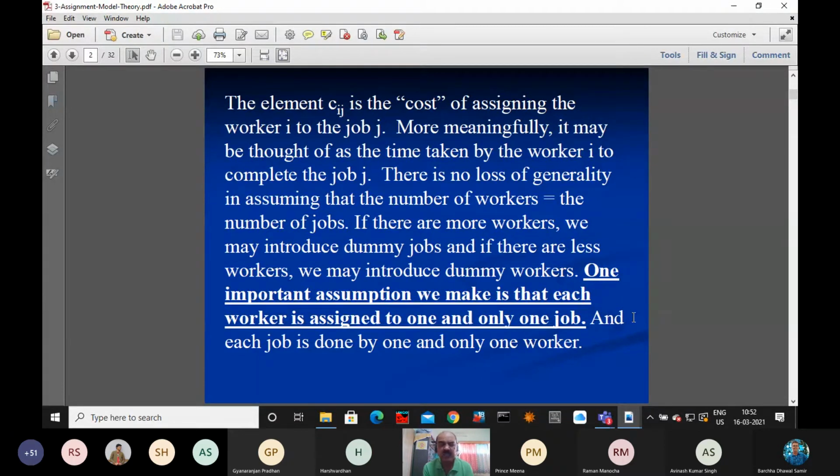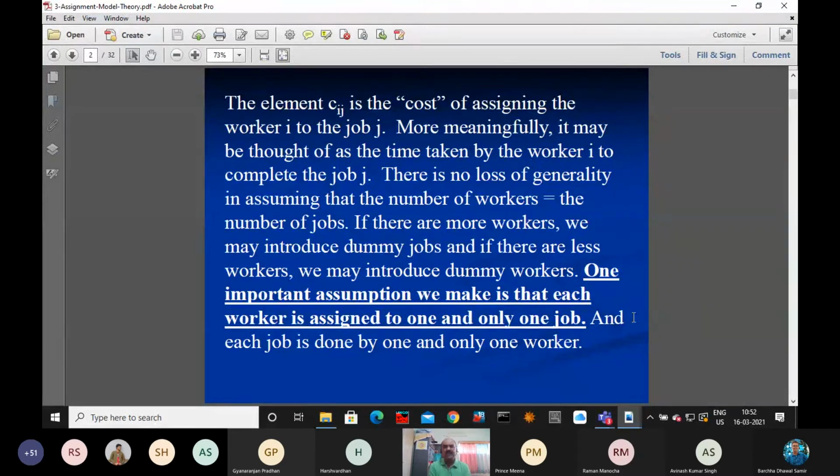In case you find the number of jobs and number of machines are not equal, you can put some dummy job or dummy machine, depending on the problem. Once you are assigning some dummy job or dummy machine, the processing time you can put 0. So if there are more workers, we may introduce some dummy jobs. If there are fewer workers, we may introduce some dummy workers.